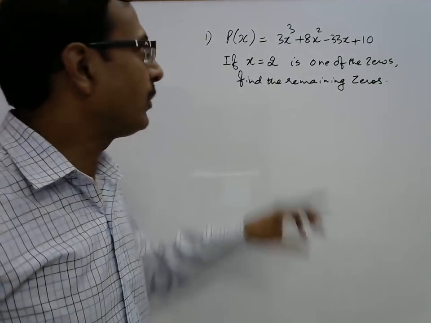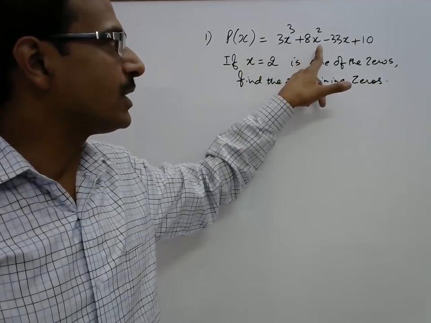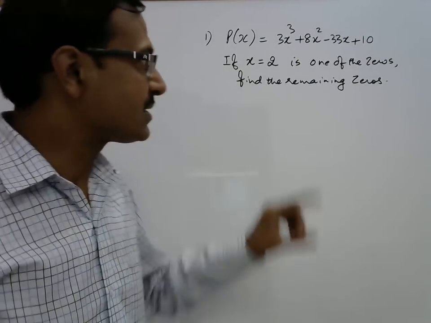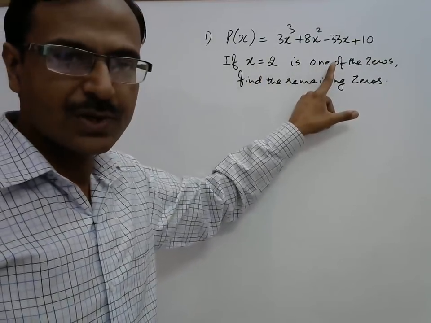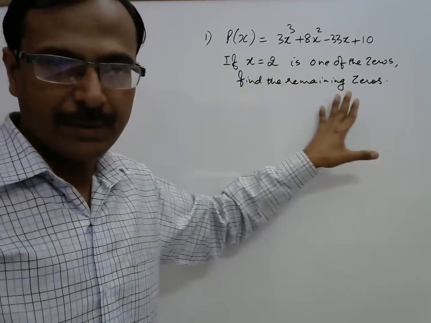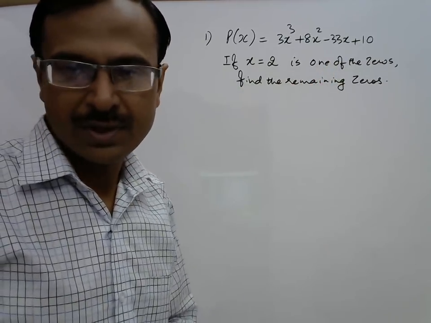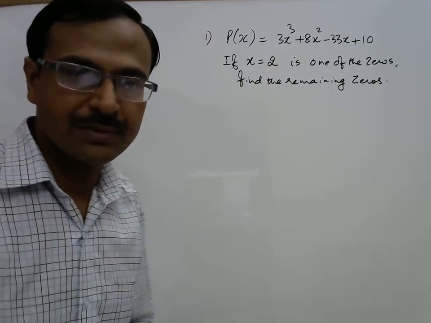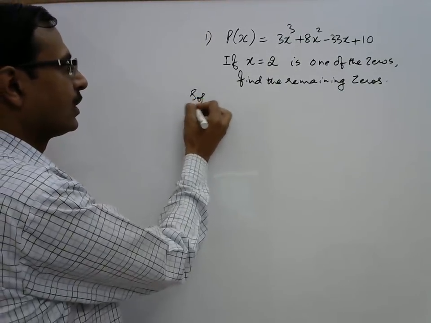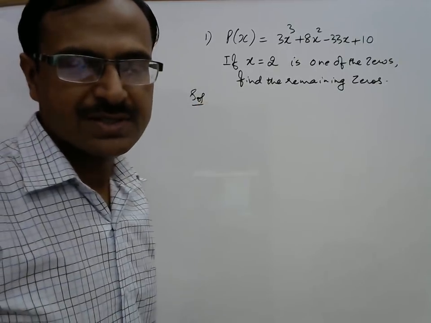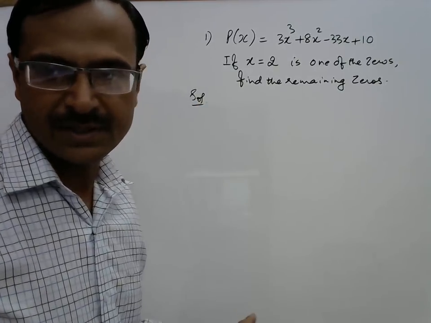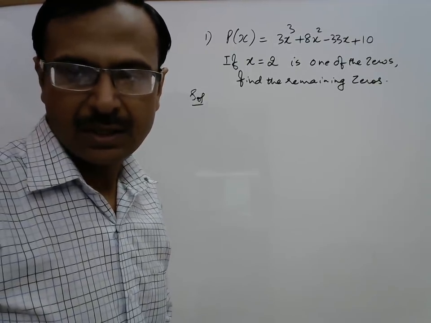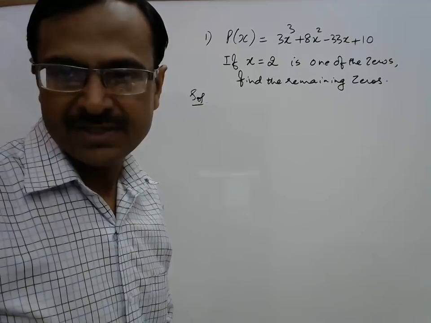So this is the question. There is a cubic polynomial p(x) equal to 3x cube plus 8x square minus 33x plus 10, and one of the zeros is given, x equal to 2, and we need to find the remaining zeros. Very important question for class 10th board exams. Now we will learn how we can solve this question. I am solving the question step by step and telling you all the steps here, and if you don't follow any step, you can ask the doubt. I am just keeping an eye on the comment section.